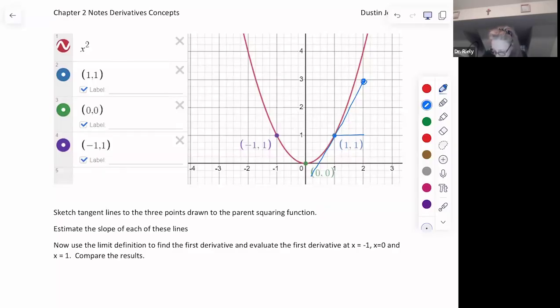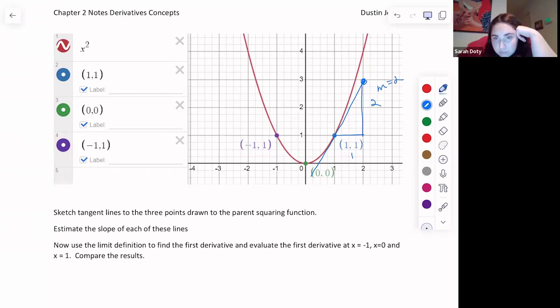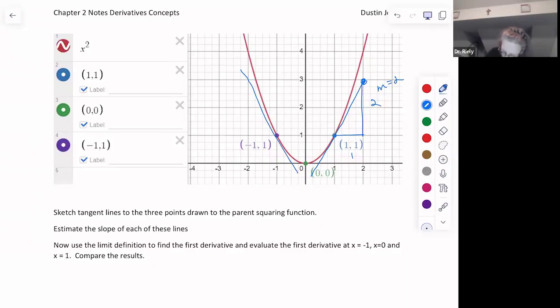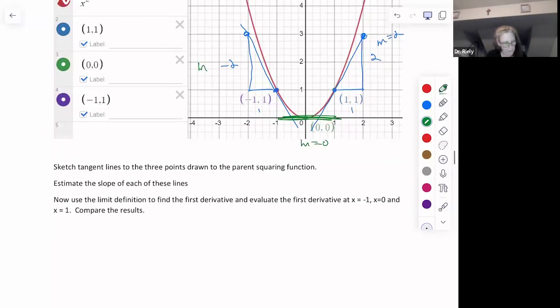Then I can calculate the slope of that line, which is going to be 2 over 1, or 2. If I did the same thing here and hit that nicely, I can calculate the slope of that line, which would be negative 2 over 1. And the third point is where it's horizontal, down here, where nothing changes, so the slope has to be 0 there. So I'm getting my values, and now can I prove that using my math?